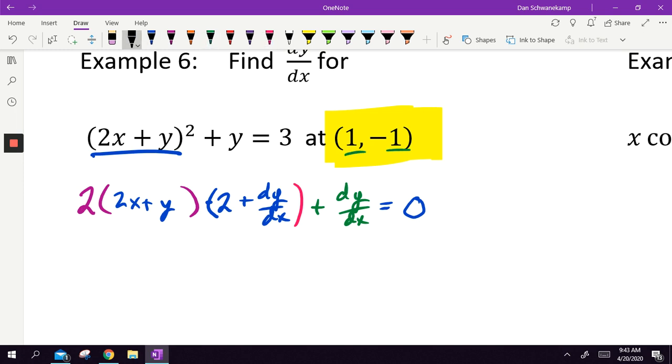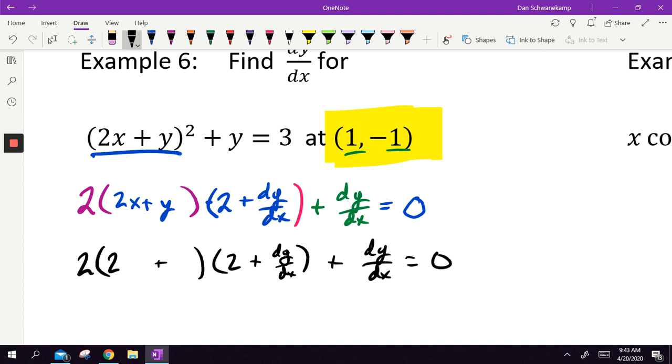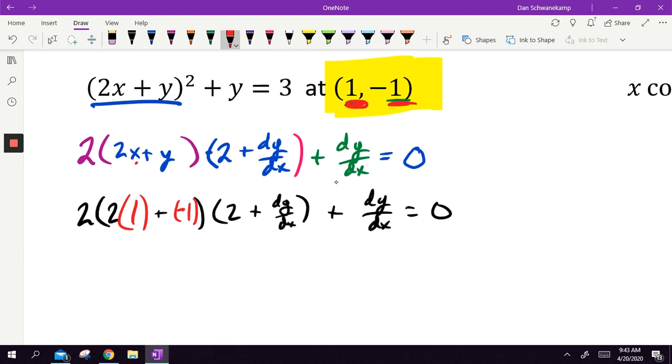All right, so look at what I got here. I've got 2 times (2x plus y) times (2 plus dy dx) plus dy dx. So all I'm going to do is plug in my point. I got 1 and negative 1. So where I had an x, I'm going to plug in a 1. Where I had a y, I'm going to plug in negative 1. Now, I'm just going to do the math. So this is 2 plus negative 1. So this is 1 times 2 is 2.